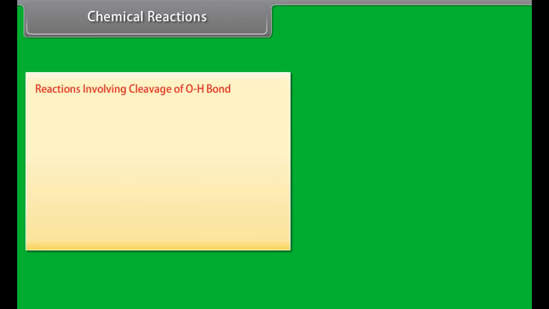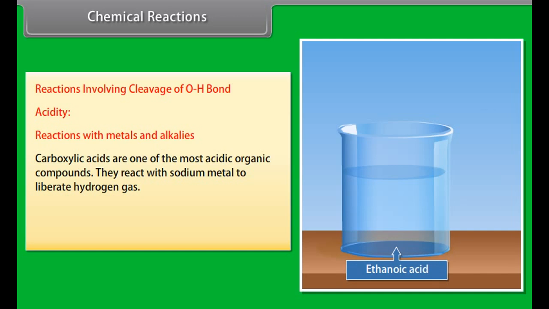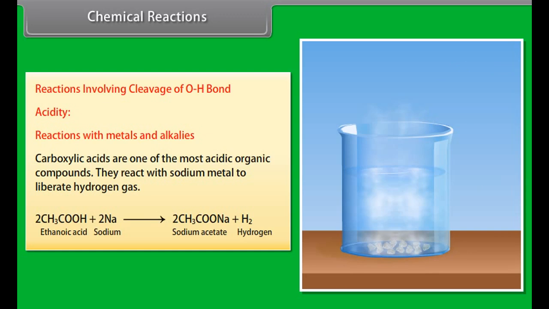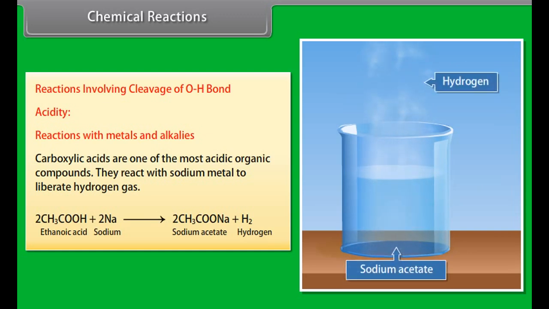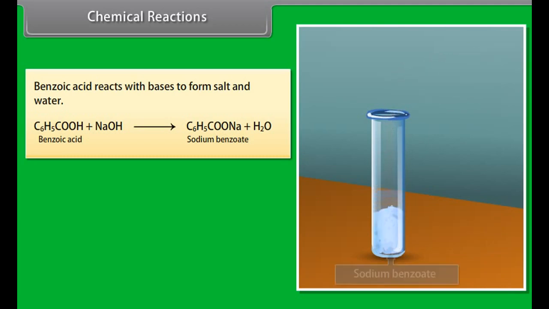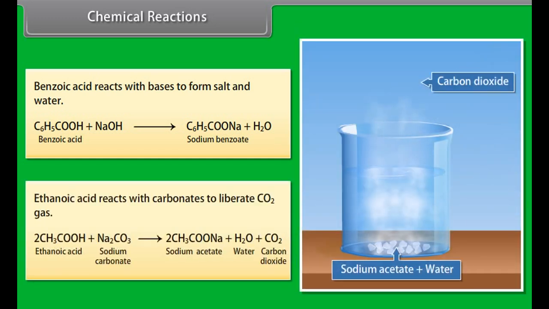Chemical reactions. Reactions involving cleavage of the O-H bond. Acidity. Reactions with metals and alkalis. Carboxylic acids are one of the most acidic organic compounds. They react with sodium metal to liberate hydrogen gas. Sodium metal reacts with ethanoic acid and gives sodium acetate and liberates hydrogen gas. Benzoic acid reacts with bases to form salt and water. Ethanoic acid reacts with carbonates to liberate carbon dioxide gas.